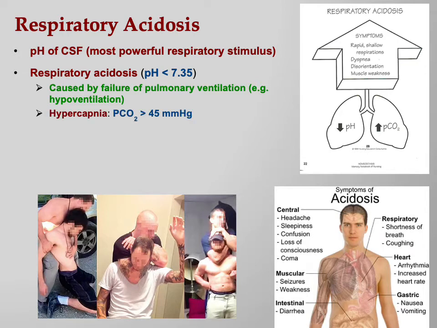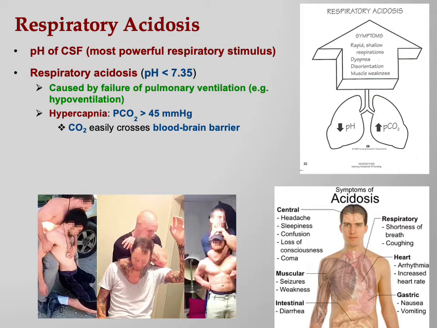So hypercapnia refers to too much carbon dioxide in the blood, when the partial pressure of CO2 goes above 45 millimeters of mercury. So once again, CO2 is an acid. If you have too much CO2 in your blood, which would happen if you're not ventilating enough, if you're breathing less than 12 times per minute, you're not exhaling enough CO2, therefore CO2 builds up in your blood, so you will be in a state of hypercapnia, and all that CO2 will then cause the CSF to go below 7.35.